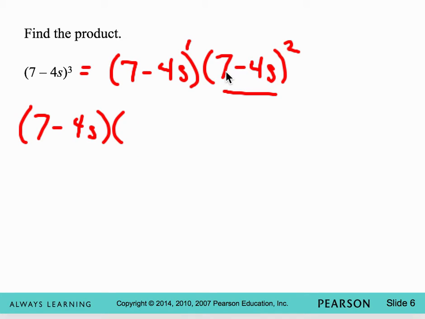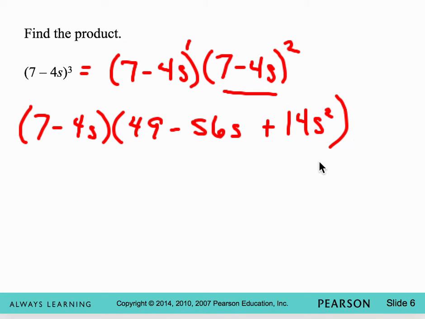Okay, square the first term. Multiply everything together, negative 28s, and double it. 28 and 28 is 56. And then square the last term. Okay, so I've done this part. Now I've got to distribute here.